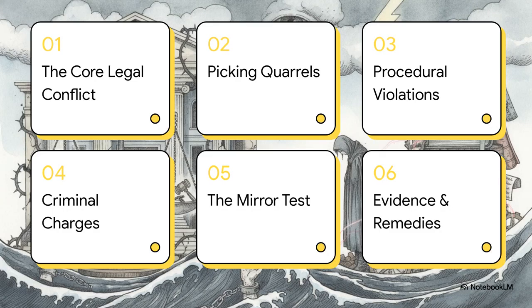Okay, so here's our roadmap for unpacking these pretty dense legal allegations step by step. First, the core legal conflict. Second, analyzing the picking quarrels charge. Third, systemic procedural violations. Fourth, criminal charges against officials. Fifth, the mirror test logic. And finally, number 6, evidence and legal remedies.